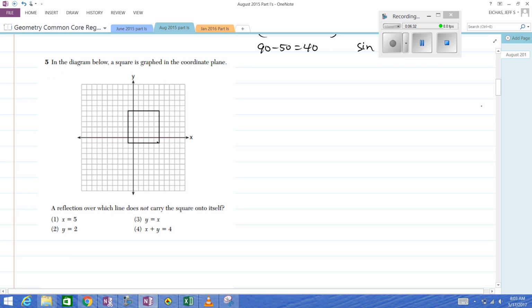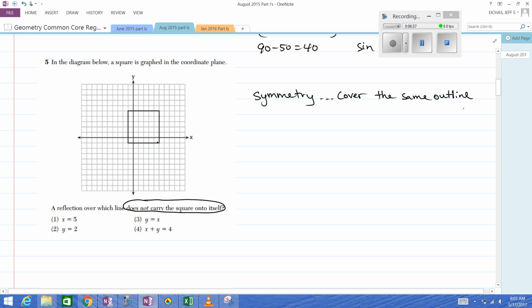All right, whenever we look at something that is going to carry the figure onto itself, the old term we used was symmetry. What I like to say to my students is, we're going to cover the same outline. And it's a little confusing with some of the stuff that we do.